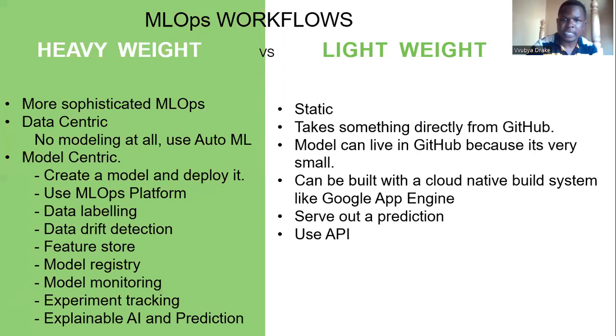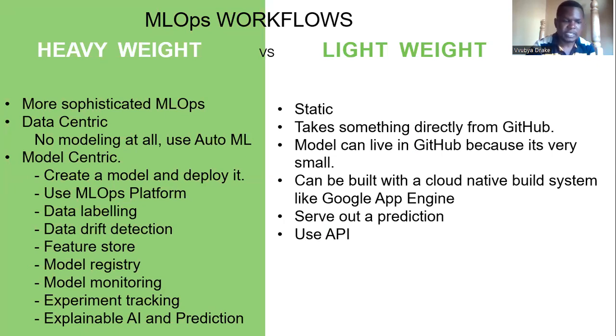Then heavyweight and lightweight. These are just machine learning operation workflows. With heavyweight, this is more sophisticated, it does two parts, data-centric and model-centric. Data-centric needs no modeling at all, uses auto machine learning. With model-centric, you create a model, use ML platforms, that is in data labeling, data drift detection, feature store. Feature store, these are just the different features that can really control the model registry, model monitoring, and all that.